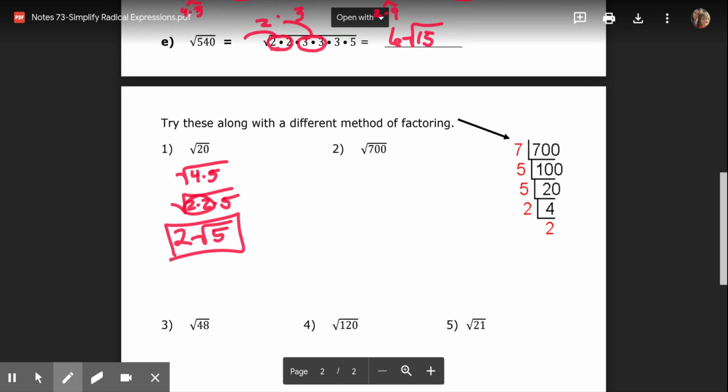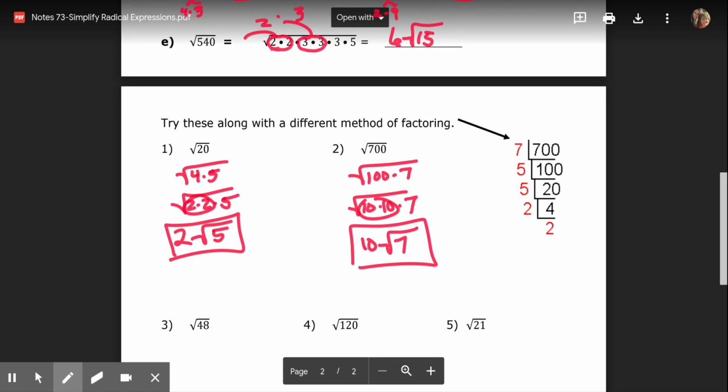On number 2, anytime it ends in 100, like 700, 800, 200, you just start with 100. So 100 times 7. And then you know 100 is 10 times 10. And so that's your pair. So you have 10 square roots of 7.